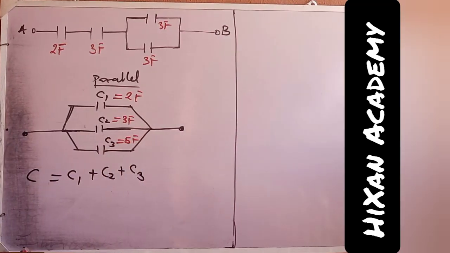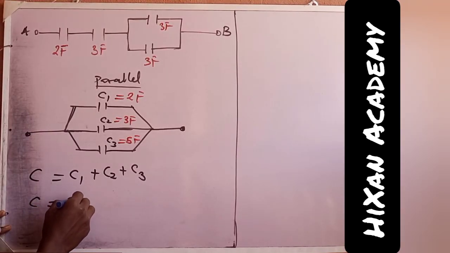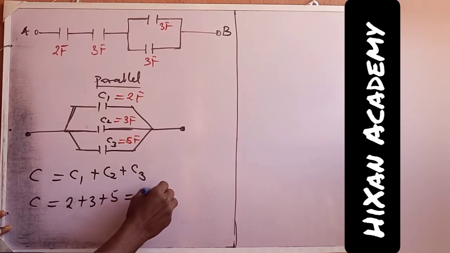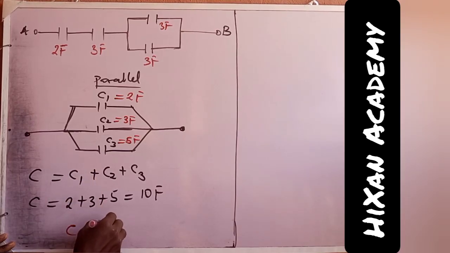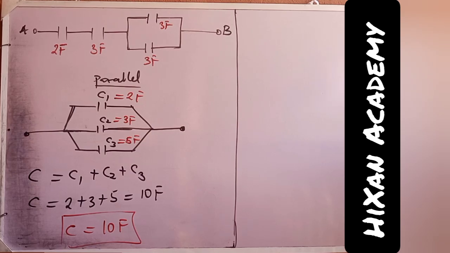Then the effective value becomes C, which equals 2 farad plus 3 farad plus 5 farad, and that gives us 10 farad. So the effective value, C, is 10 farad. Now, for capacitors, when you arrange them in parallel, the effective value becomes bigger than the individual capacitors. And this is like the reverse of the connection in resistors. So we have to take note of that.